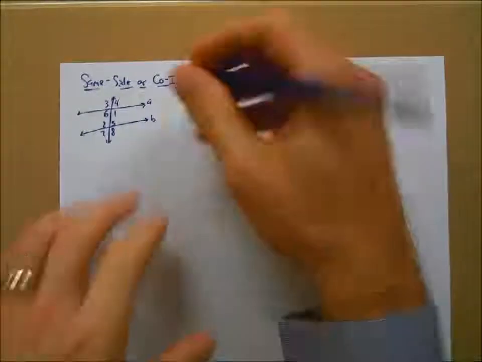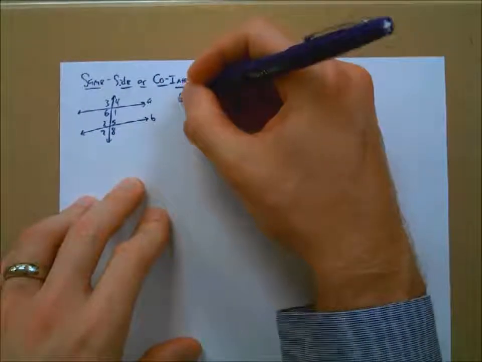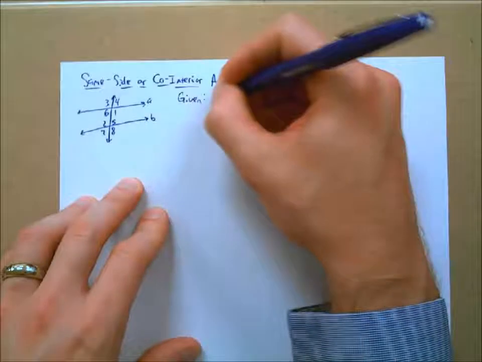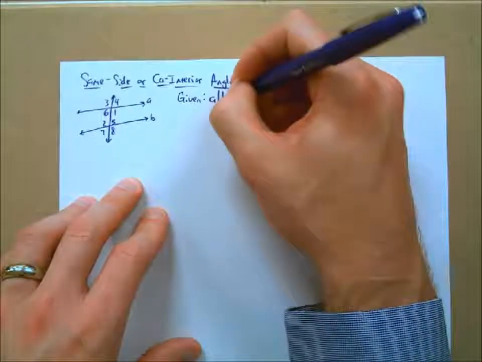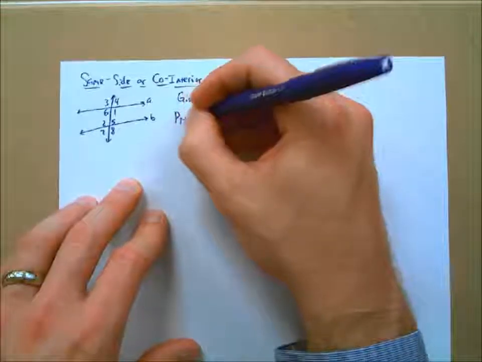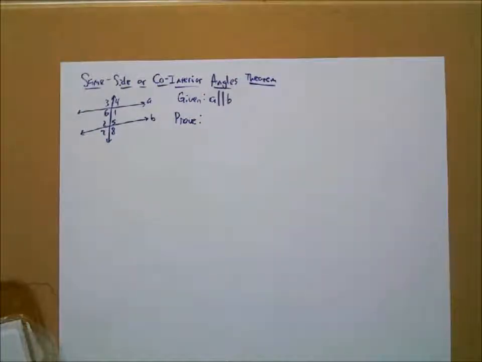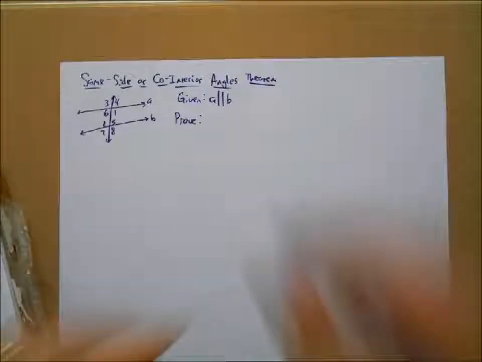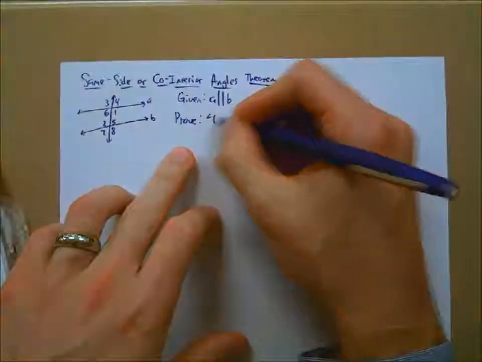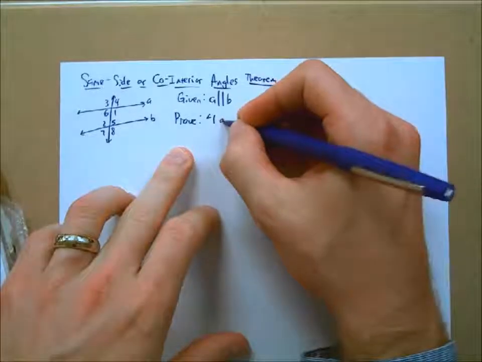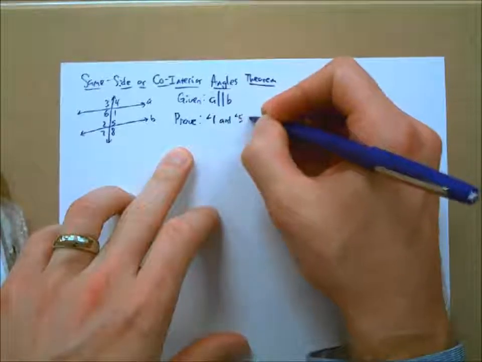So now we'll start with the given, still A is parallel to B, but now we're going to prove. Remember what we said, co-interior angles were supplementary, and so we have to now establish that co-interior angles add up to 180 degrees. Let's say angle 1 and angle 5 are supplementary.